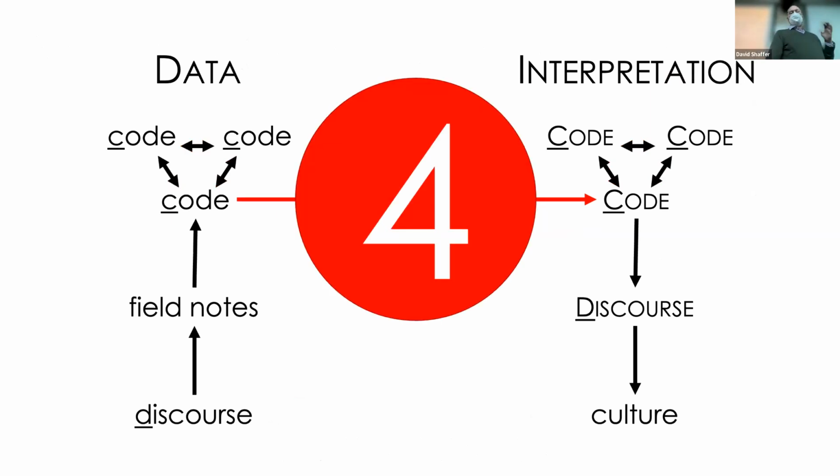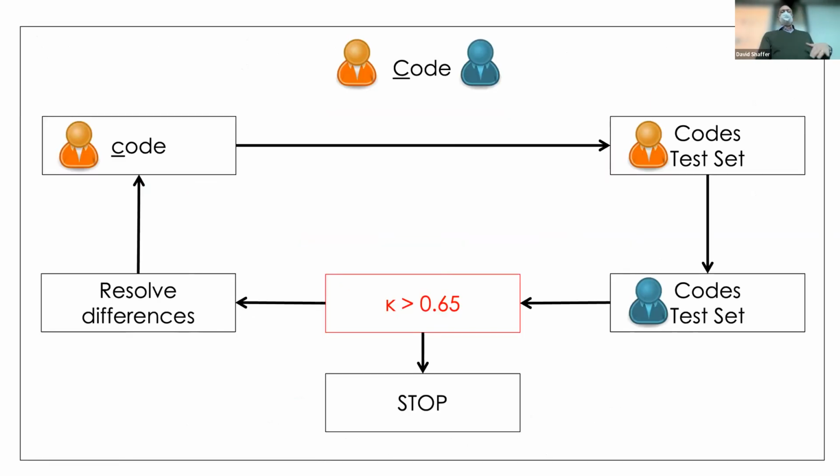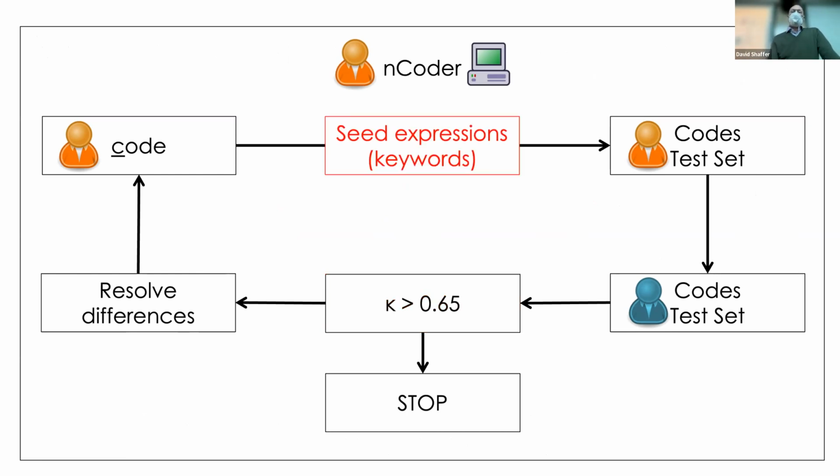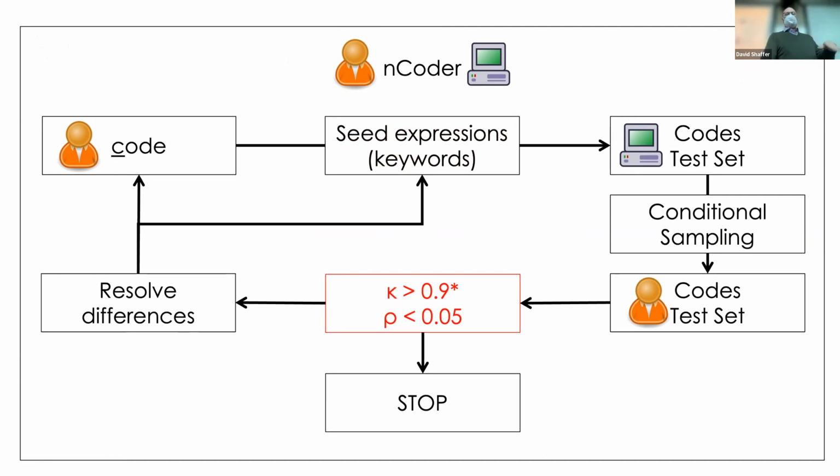More than that, we can use rho to build a more efficient coder. So we've used rho to build something called encoder. It uses almost the same process of hand coding. You start by picking some keywords or expressions or things that you think are indicative of the code. The computer goes and tests the set, and using some mathematical magic, it comes up with a test set that's very efficient for you to code.